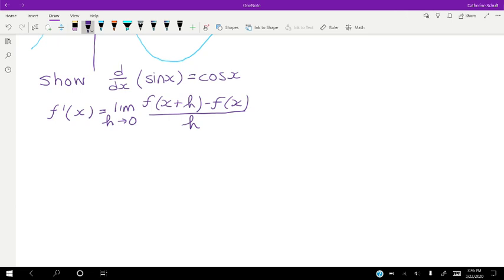So f of x is sine. So we'll plug in x plus h into sine. And f of x is just sine of x, okay? And now notice if we were to plug in the 0 right now, that would go to 0. So sine x minus sine x is 0 over 0, okay? So we're going to have to rearrange some things.